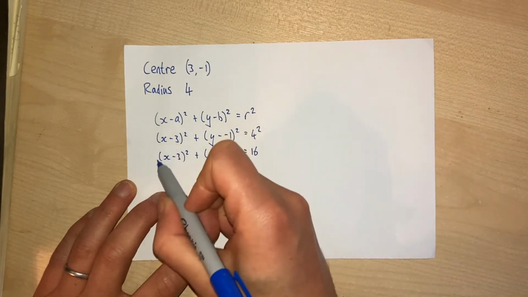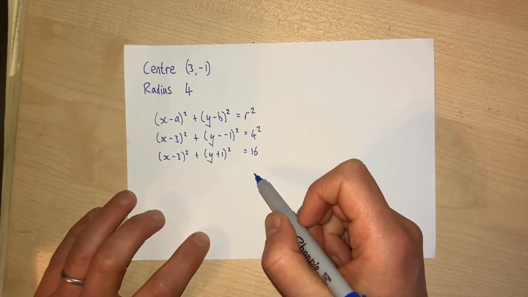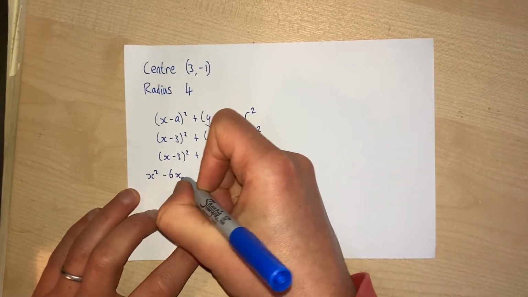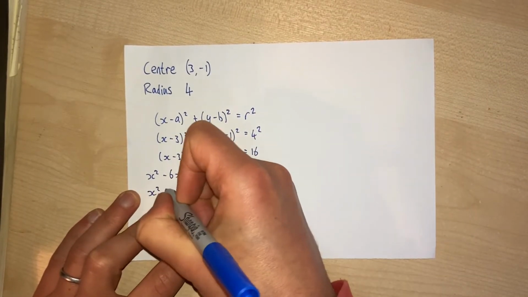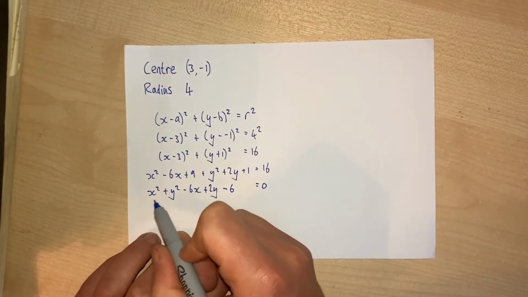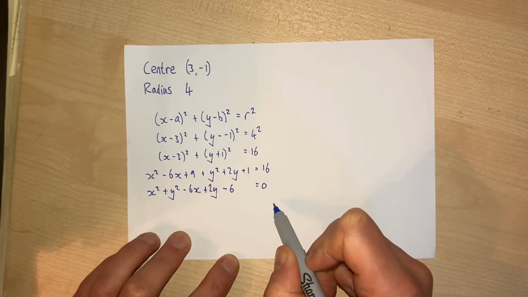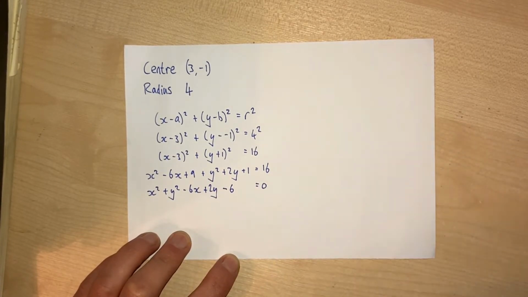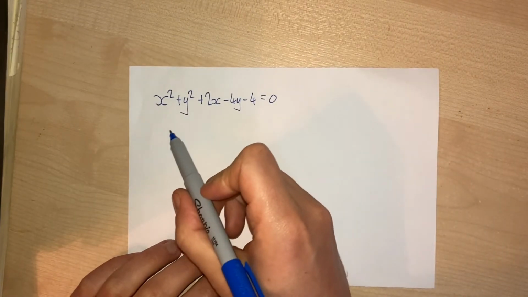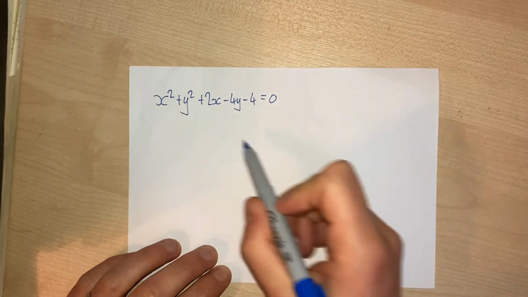Expanding and simplifying this will give us the alternative form of the equation of the circle. Let's do that now. Here we have the equation of the same circle expressed in a different way. Find the centre and the radius of the circle that has this equation.